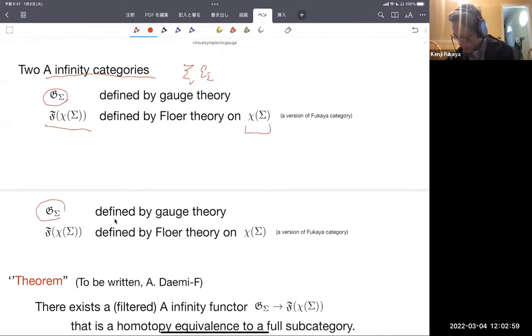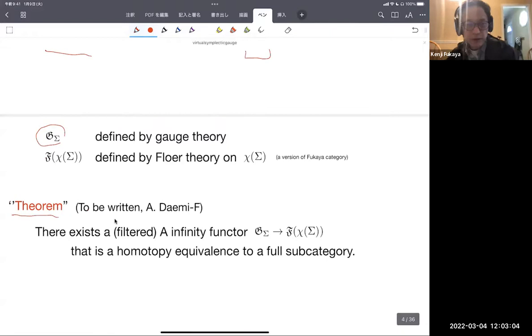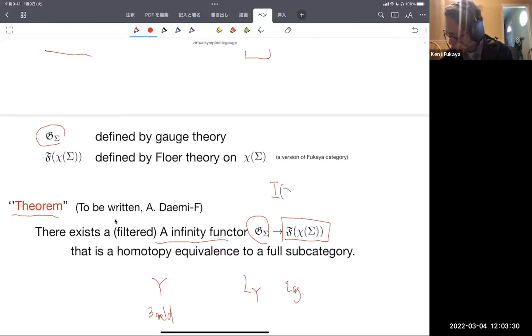The main theorem I want to explain today is that there exists an A-infinity functor from this gauge theory category to this Lagrangian category, so that it is homotopy equivalent to a full subcategory. Usually the Atiyah-Floer conjecture associates Lagrangians to a three-manifold, and the instanton Floer homology of this closed three-manifold is isomorphic to the Lagrangian Floer homology. This is the usual Atiyah-Floer conjecture, which I'll explain later. But this theorem is a bit more functorial, so it associates not only objects, but also some morphisms.